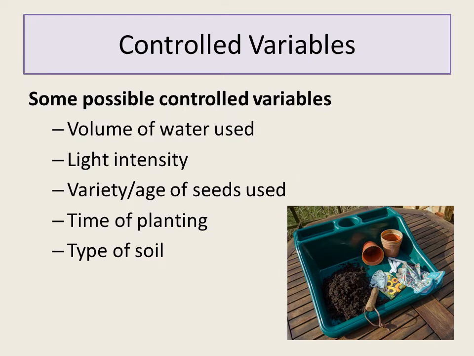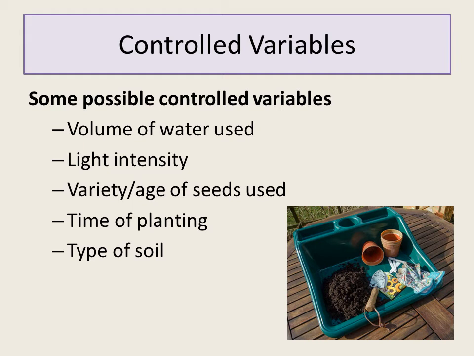So in this instance, some of the possible controlled variables would be the volume of water used, and note that I've used the word volume as opposed to the word amount. We want to really avoid that word wherever possible. Light intensity, so how much light we're going to shine on those flowers, so we don't want to grow some in the shade and some in broad sunlight.